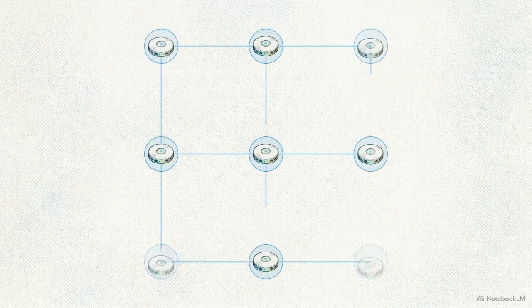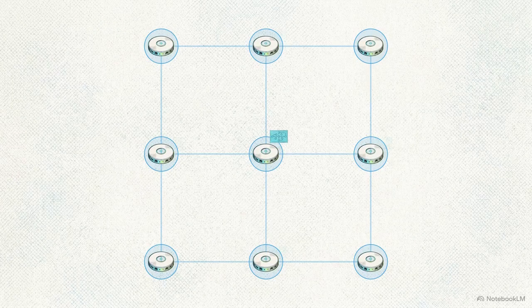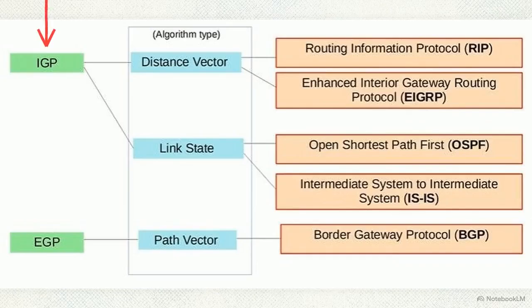Link state routing offers a different model. Every router in the network collaborates to maintain an identical, complete map of the entire topology. As shown in this hierarchy of interior gateway protocols, Open Shortest Path First, or OSPF, is the primary example of a link state algorithm used in enterprise environments.